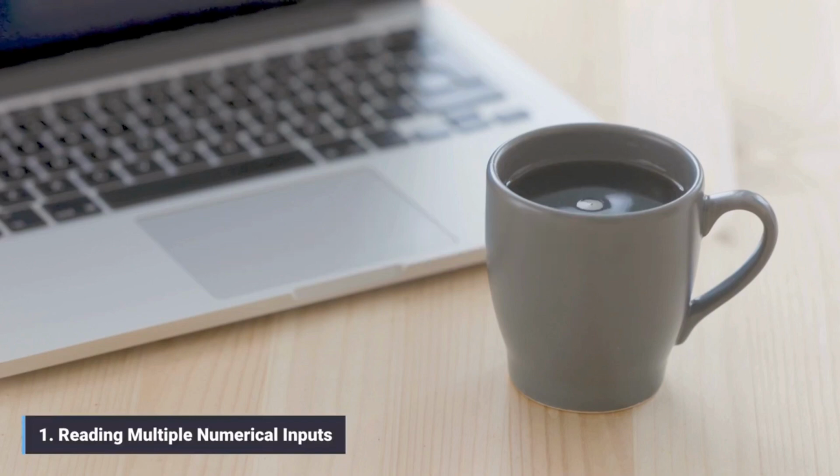1. Reading multiple numerical inputs. We will use a way to handle multiple numerical inputs on a single line, the combination of input, split, and map. We map the input directly to the float type to ensure accuracy, regardless of whether the user enters integers or decimals.